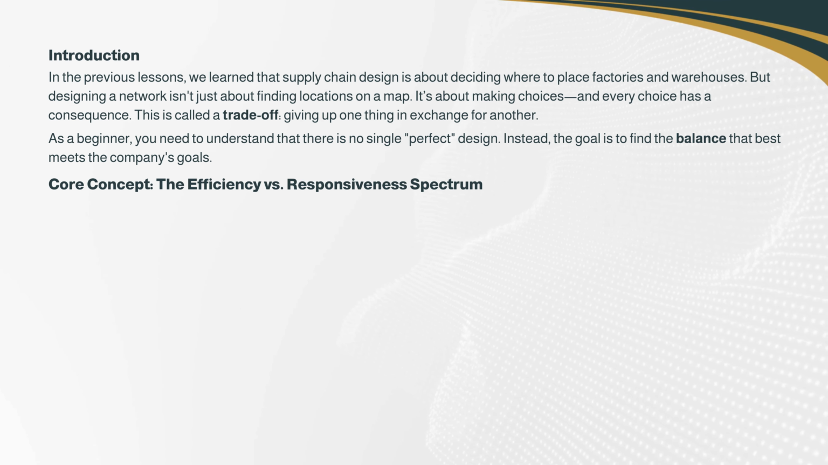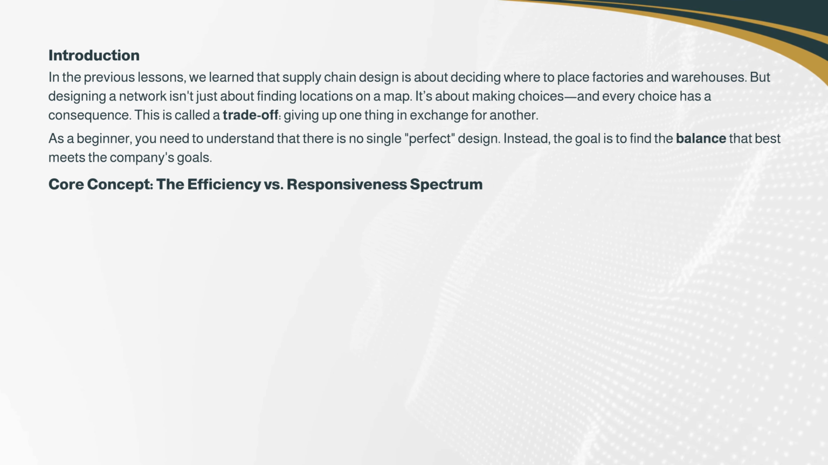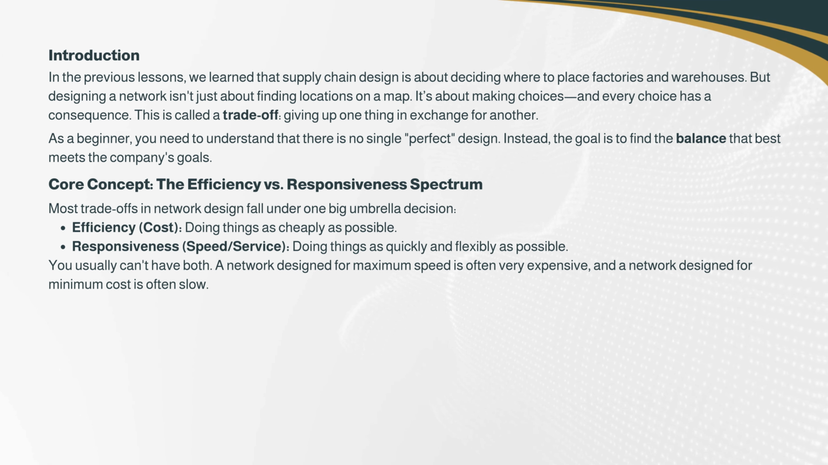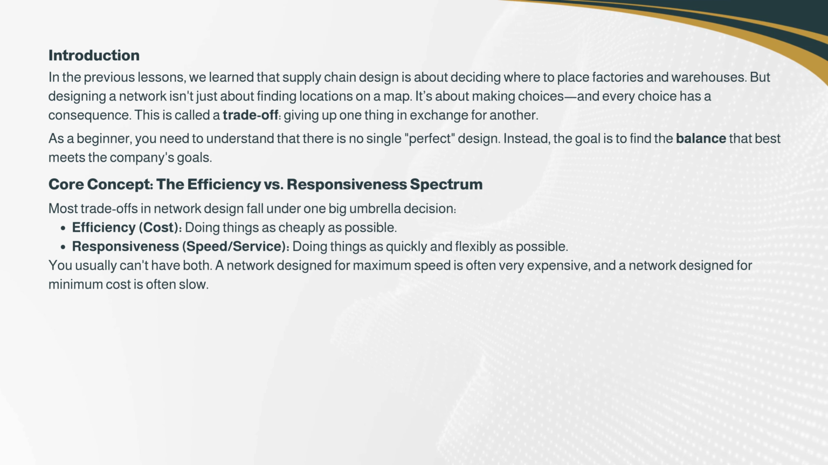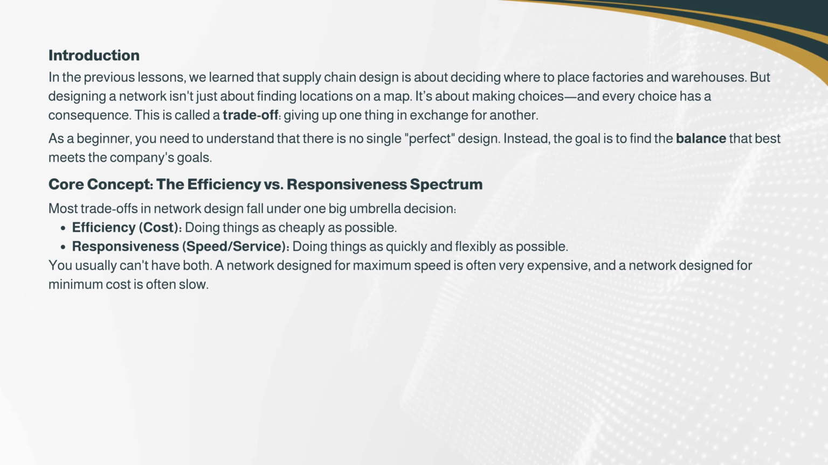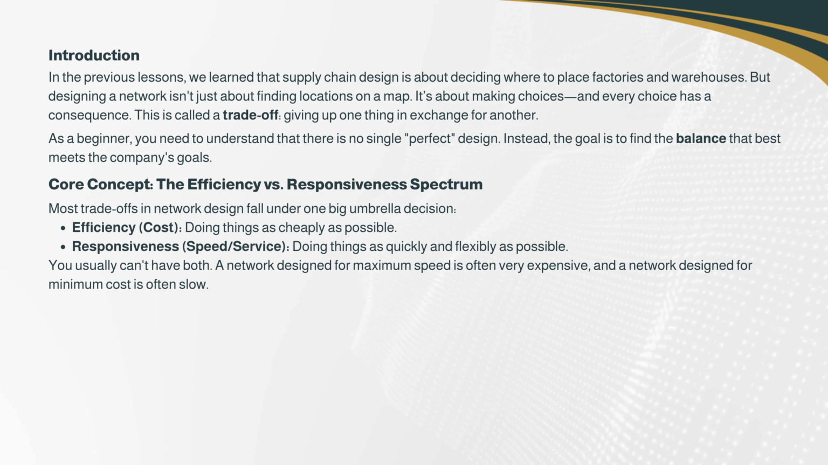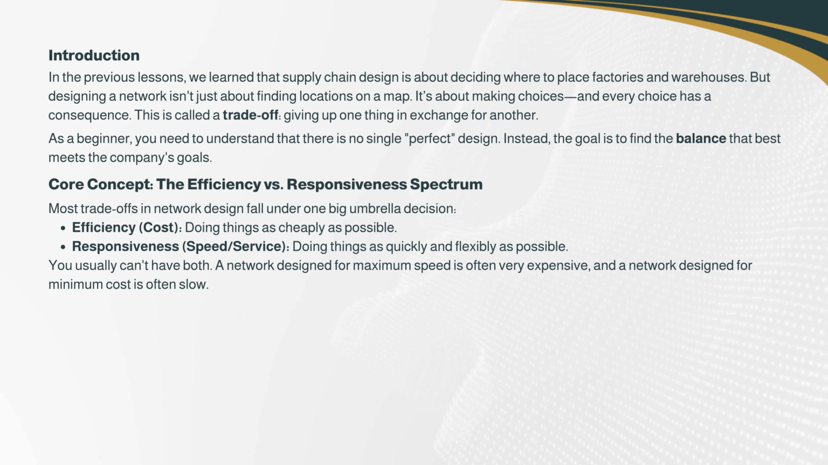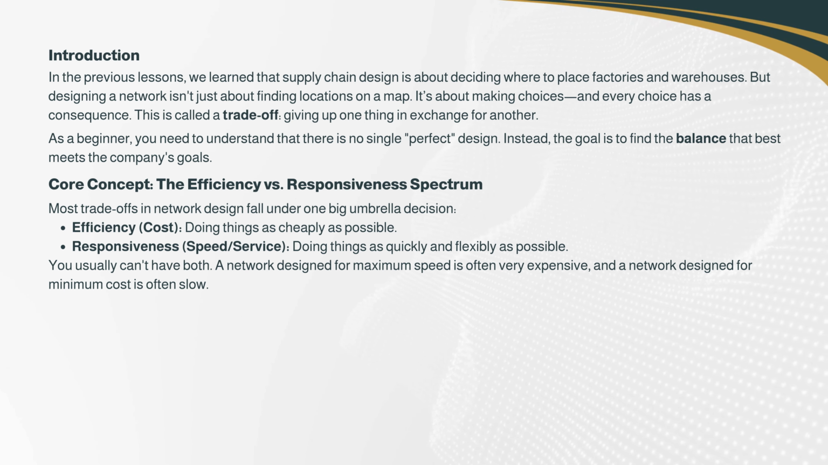Core concept. The efficiency versus responsiveness spectrum. Most trade-offs in network design fall under one big umbrella decision. Efficiency: cost, doing things as cheaply as possible. Responsiveness: speed, service, doing things as quickly and flexibly as possible. You usually can't have both. A network designed for maximum speed is often very expensive, and a network designed for minimum cost is often slow.